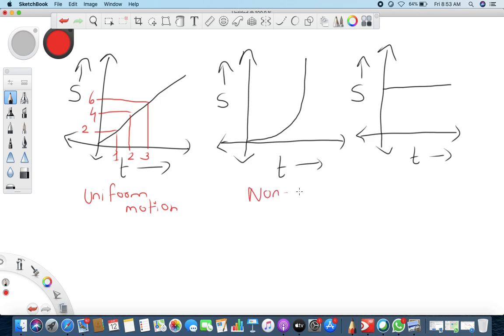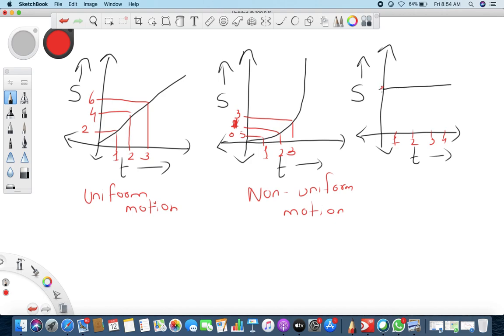The second graph is a non-uniform motion. Here, if you try to find out, the distance and time are not matching. If it is 1 hour, this might be 0.5 kilometer. If it is 2 hours, this is, let's say, 1 kilometer. Then at 3 hours it is like 3 kilometer. So the gap is not the same. If an object does not travel equal distance in equal intervals of time, we call it non-uniform motion.